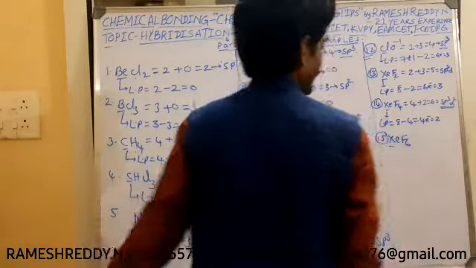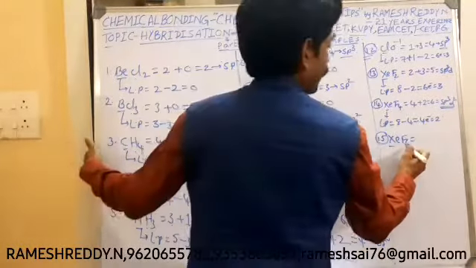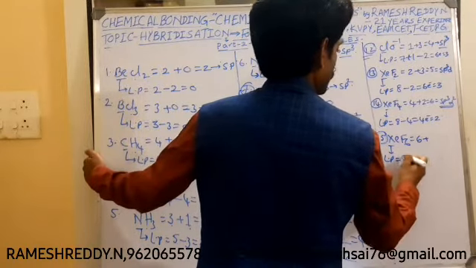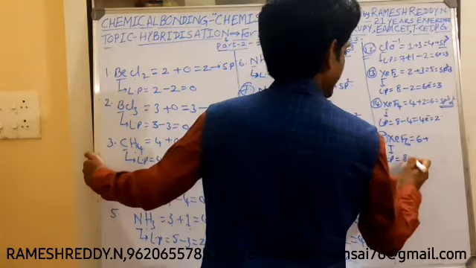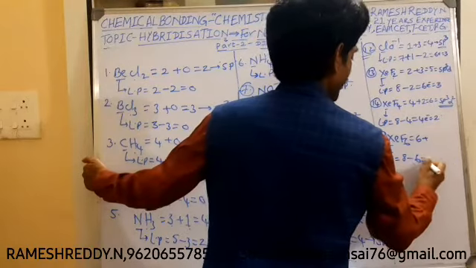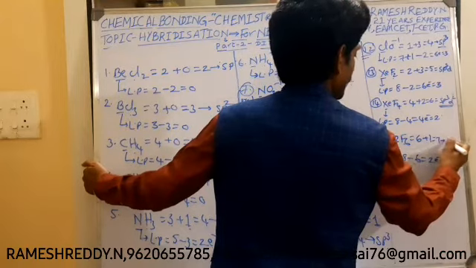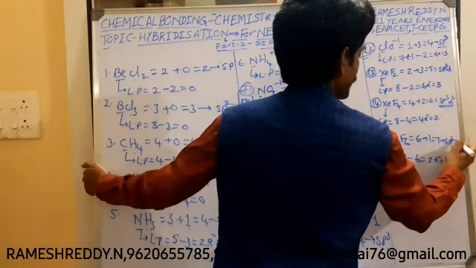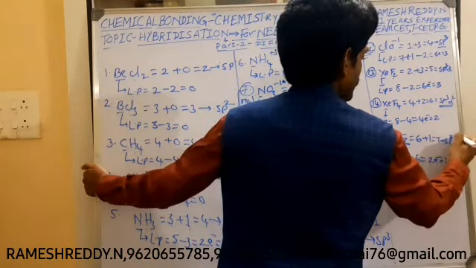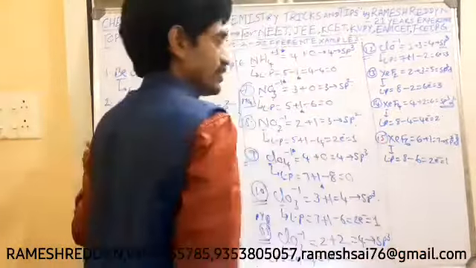Next one, XeF6, xenon hexafluoride. Here the central atom is xenon, and the bonded atoms are 6 fluorines. Then lone pairs on the xenon atom: valence electrons of xenon are 8, bonded atoms are 6. So 8 minus 6 you get 2. 2 electrons means 1 lone pair. 6 plus 1, that is 7. 7 means the molecule undergoes sp3d3 hybridization. Right.